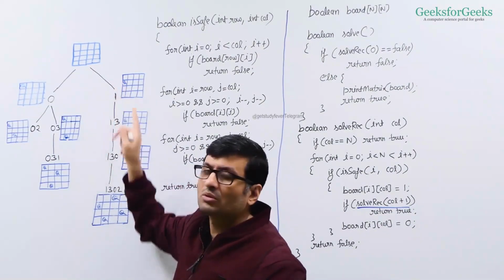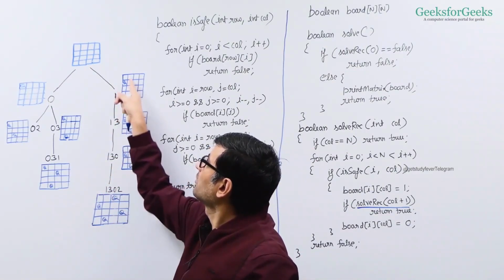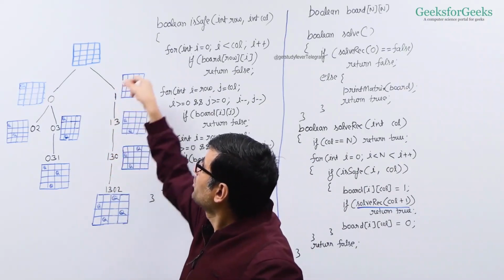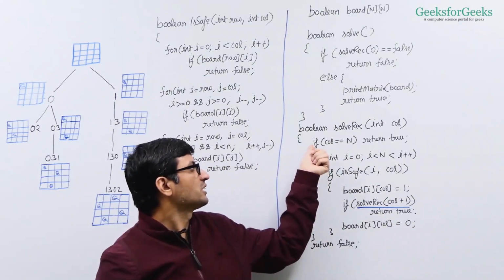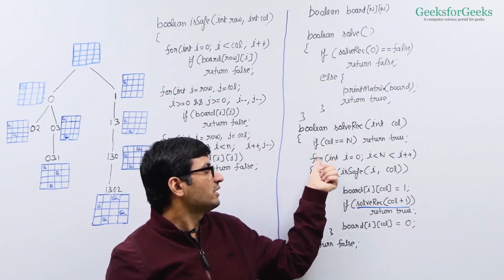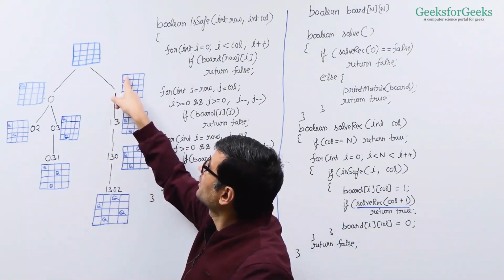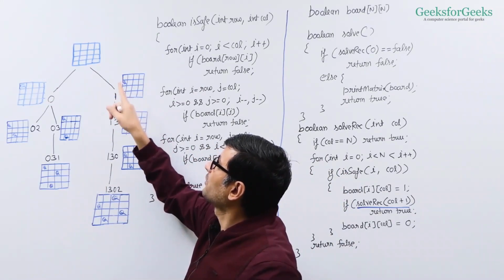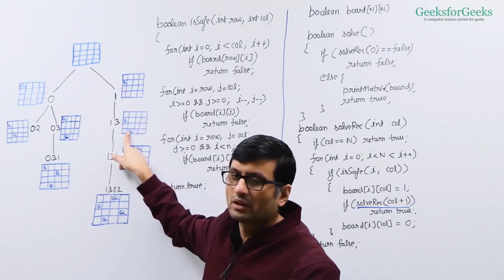First queen in the second row. Now you recursively call for the second column, or column equal to 1. And when you call, the recursive function begins execution from here, right? And tries placing the queen at all places. So when it places the queen here, isSafe returns false, isSafe returns false, isSafe returns false, and isSafe returns true for this. So you place the queen here, right?